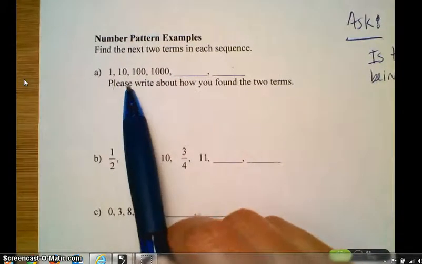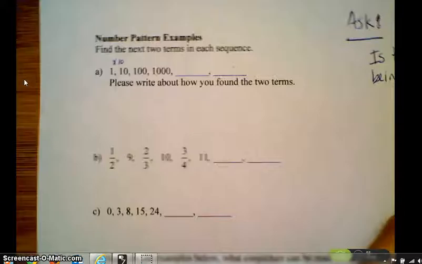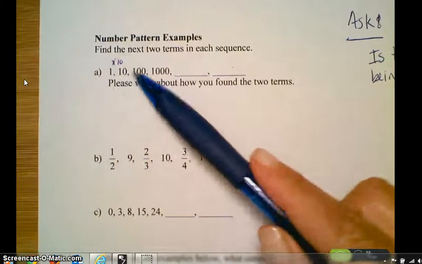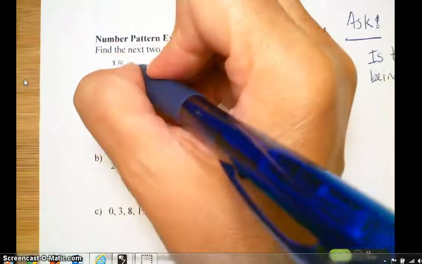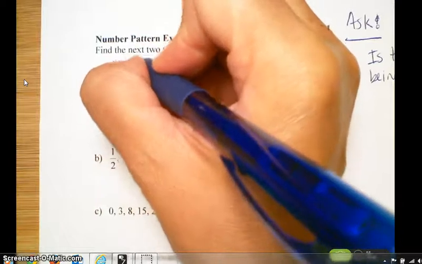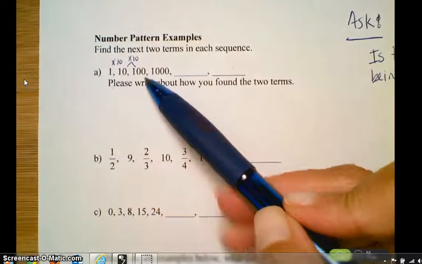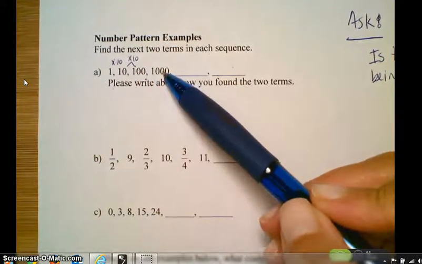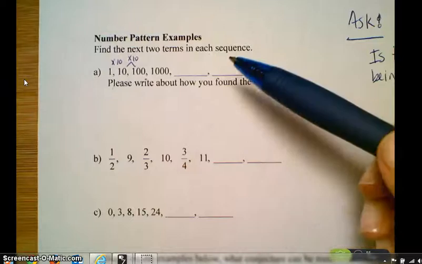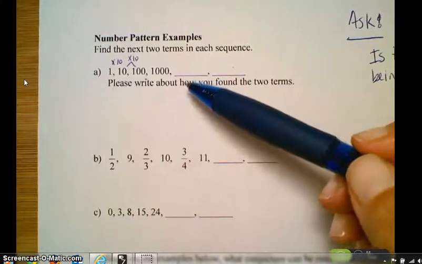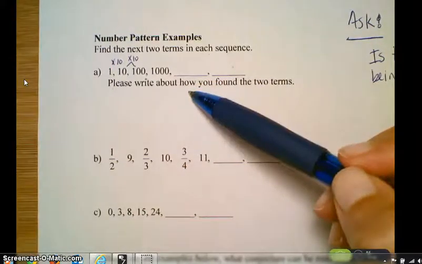Okay, so with that being said, if I take a look here, to get from 1 to 10, I could multiply by 10. To get from 10 to 100, I could multiply by 10. Oh, wait, it works again for 100 to 1,000. And so therefore, my next 2 would be, stop the video and fill it in for yourself.